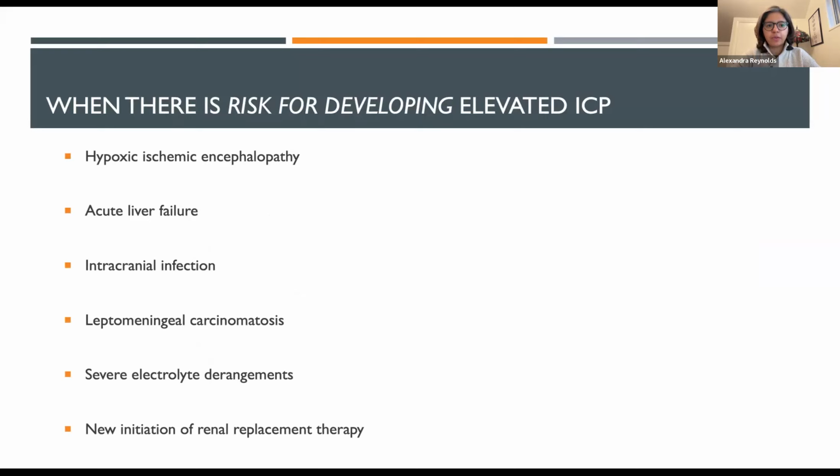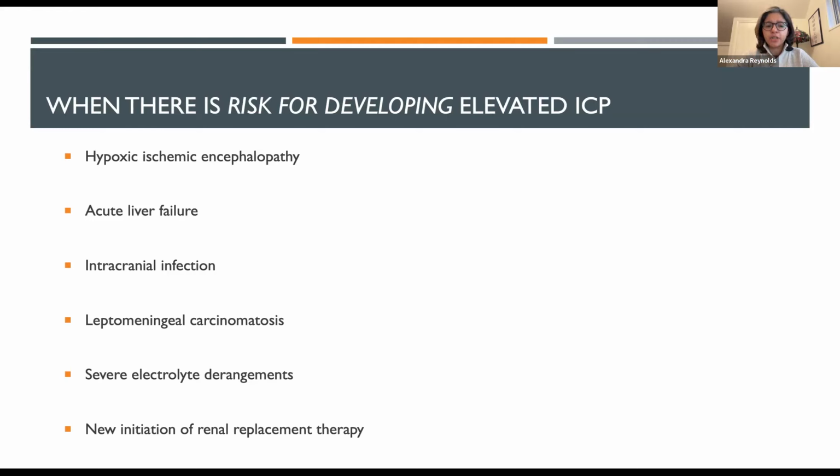There's this other group of patients that you, as neurosurgeons, probably don't see as much, but there are a huge group of patients who are at risk for developing elevated ICP, where we are following them, and there's no clear indication for putting in an invasive monitor. But certainly there is a risk, either because of the underlying disease process or because of some medical thing that we are doing to the patient. So patients with anoxic brain injury, certainly patients with acute liver failure, those with intracranial infections or leptomeningeal carcinomatosis. And then something that we see a lot in other ICUs are patients with severe electrolyte derangements with, for example, severe acute hyponatremia, or initiating renal replacement therapy.